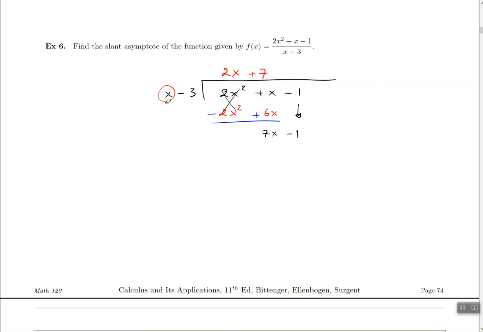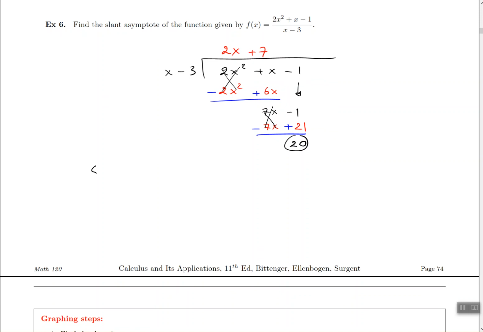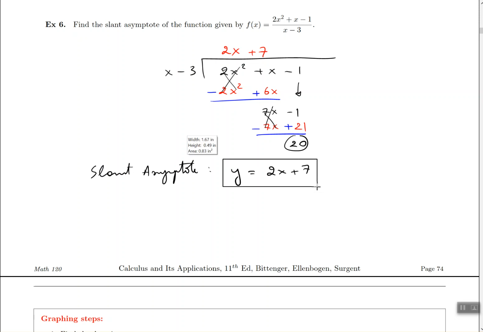Once you figure out the quotient, 7, you're going to multiply the 7 with the x and then 7 with the negative 3. So 7 times x is going to be 7x. 7 times negative 3 is going to be negative 21. Okay, now switch the signs around. This one's positive, make it negative. This one's negative, make it positive. And let's combine like terms. 7x goes away. Negative 1 plus 21 is going to be, at the end, 20. So the solution, the slant asymptote, is y equal to 2x plus 7. So that's the answer to this question.